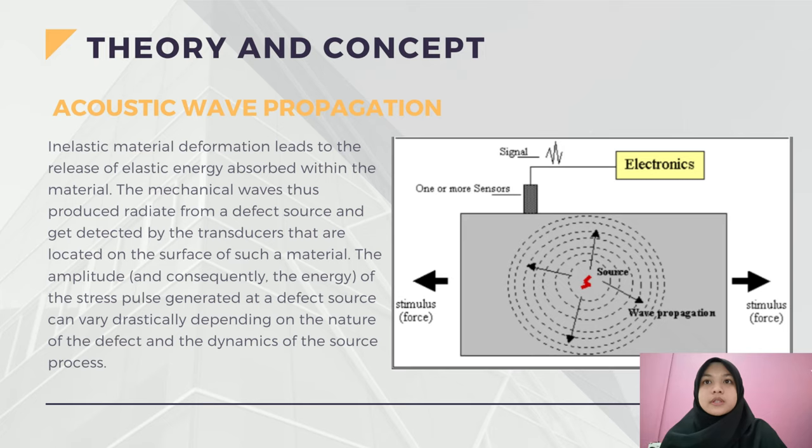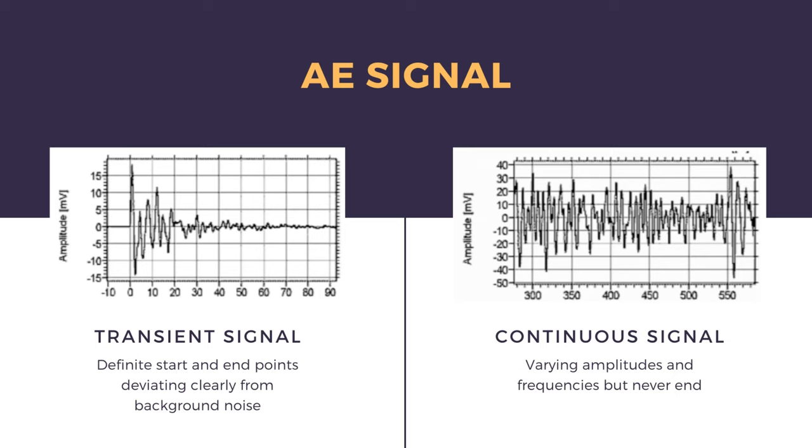So the amplitude and consequently the energy of the stress pulse generated at a defect source can vary drastically depending on the nature of the defect and the dynamics of the source process. Basically, an AE signal can be classified into two types, which are transient signal bursts and continuous signal. In transient signal bursts, the signals have a definite start and end points deviating clearly from background noise. For continuous signal, as the name implies, these are continuous waves which have varying amplitudes and frequencies but never end.